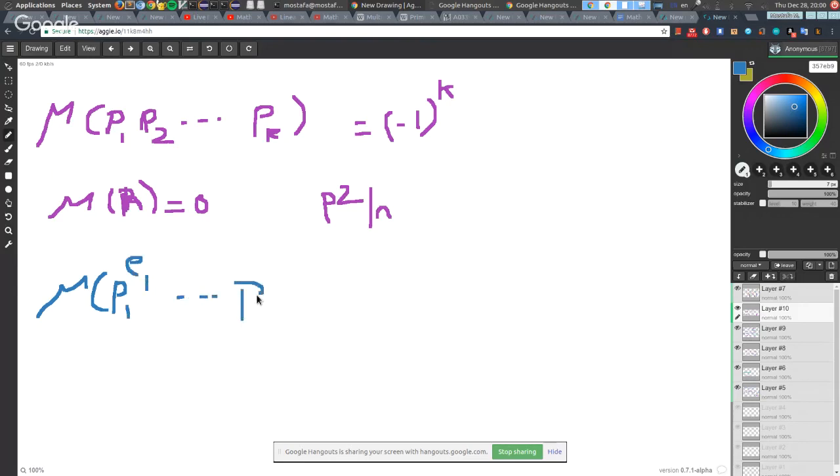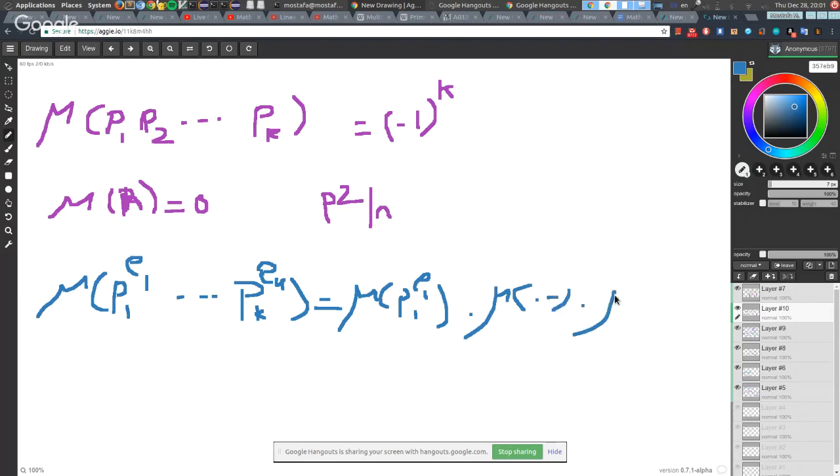Here we have e1, e1, ek, ek. So this is mu of p1 to the e1 times mu of the next, and so on, times mu of pk to the ek. If any of these exponents is greater than 1, then the corresponding mu will be 0, so the whole product will be equal to 0. So that's why we get this case. If there's any prime squared that divides n, then mu is equal to 0. Otherwise, each of these will be equal to negative 1, multiplied k times. So that's why we get this case here.